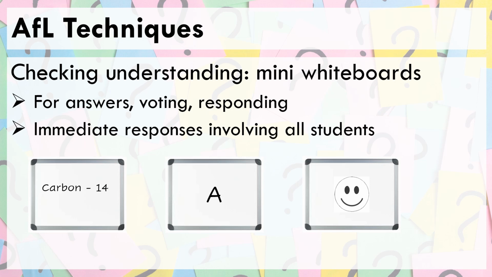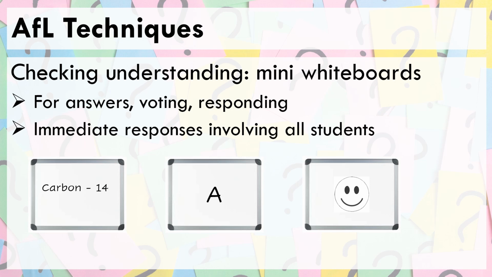Use of mini whiteboards is a big favourite of mine because, again, this involves every single child in the class. So you could use a mini whiteboard for children to write answers on and show you. You could get them to vote or do a multiple choice answer where they put a letter or number up, or you can even just use it to say whether or not they think that they understand, don't understand, somewhere in the middle. So you could use smiley faces, frowny faces, whatever it is you think is useful.